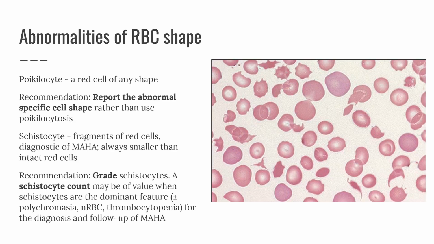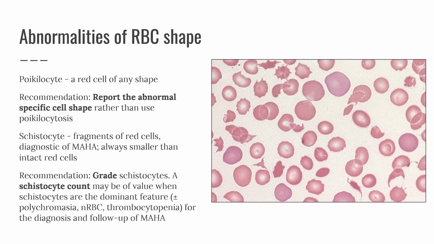The definition of a poikilocyte is a red cell of any shape. This is a non-specific abnormality, and since certain shapes may be associated with a particular disorder, again, the recommendation is actually to report and grade the abnormal specific cell shape rather than use the term poikilocytosis.